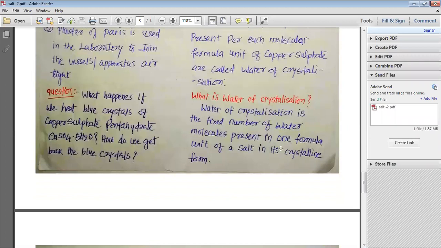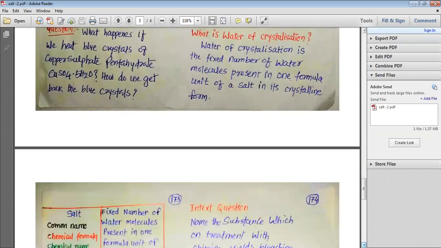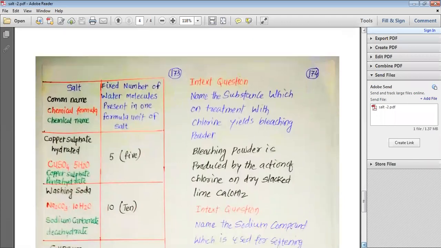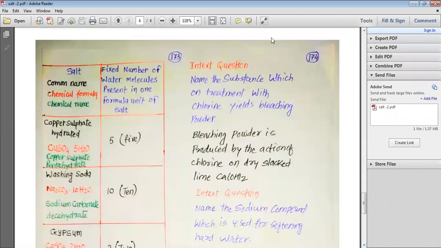What is water of crystallization? Water of crystallization is the fixed number of water molecules present in one formula unit of a salt in the crystalline form. I'm going to repeat it once again. Water of crystallization is the fixed number of water molecules present in one formula unit of a salt in its crystalline form. Remember, my dear students, that water of crystallization can be seen in the crystals only, so it is observed in the crystal form only.